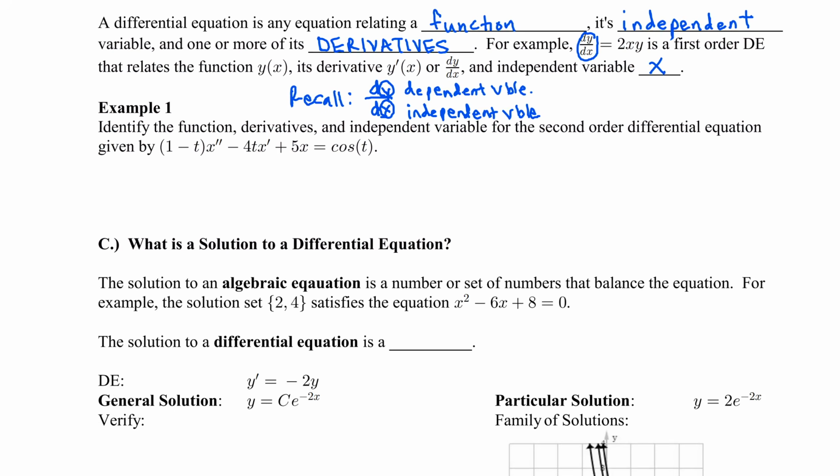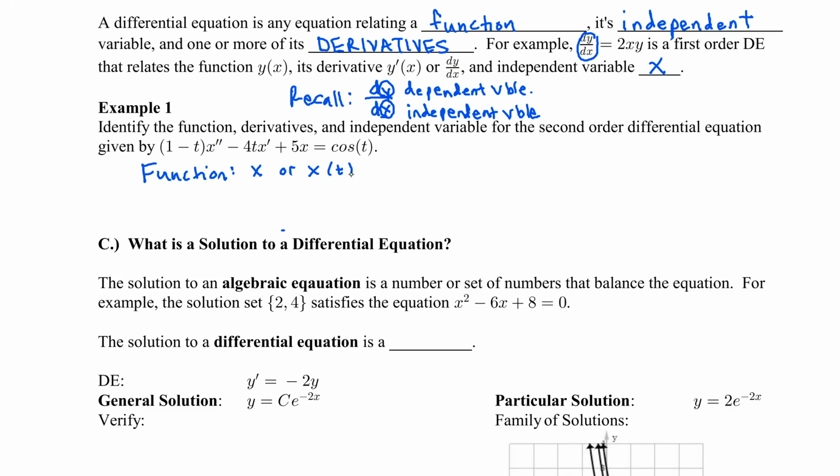Let's look at example 1. Identify the function, derivatives, and independent variable for the second order differential equation given by (1 minus t) x double prime minus 4t x prime plus 5x equals cosine of t. So in this case, the function or the dependent variable happens to be x, or we could write it in function notation as x of t.